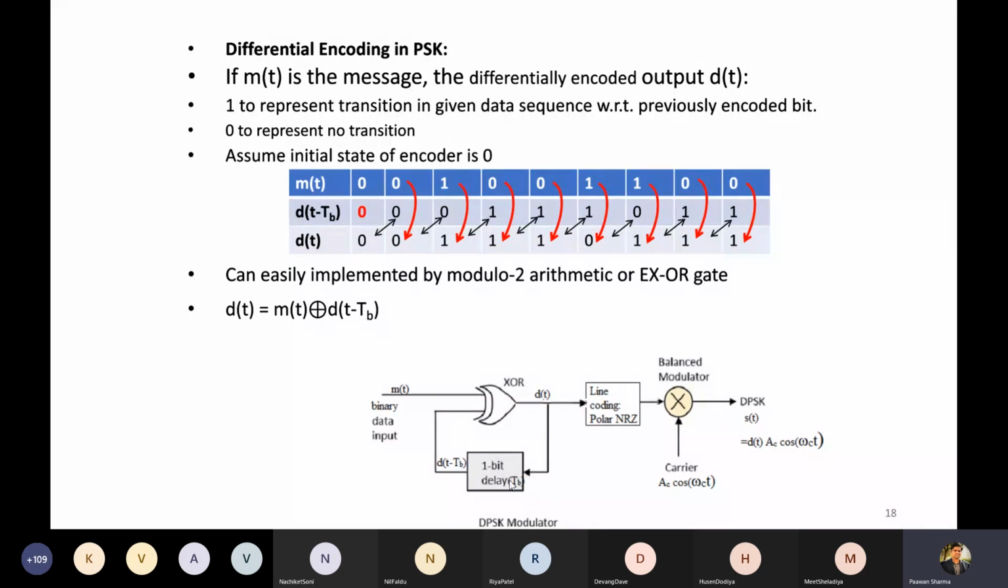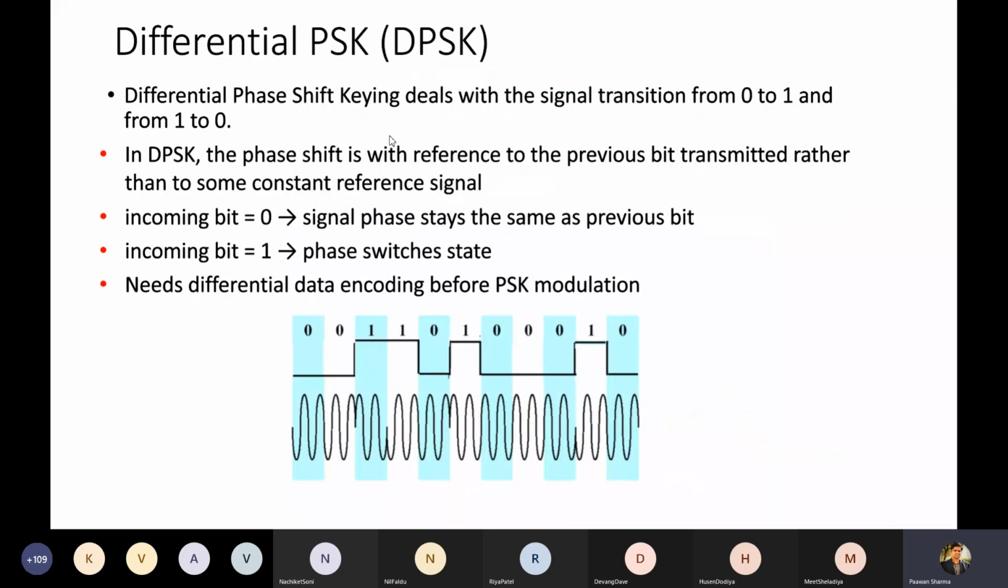Dt is given a 1 bit delay. One bit means the bit duration, which is Tb. So the output of this delay circuit will be dt minus Tb, since the input dt is delayed by Tb. There will be a delay in the time domain. This goes as the other input to the XOR gate. So this is a differential encoding. If mt is the message, you obtain the differentially encoded output dt with the help of this circuit. 1 represents a transition in the given data sequence with respect to the previously encoded bit, and 0 means no transition. That's what we saw in the definition of DPSK.